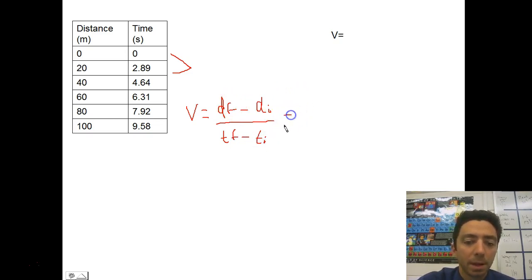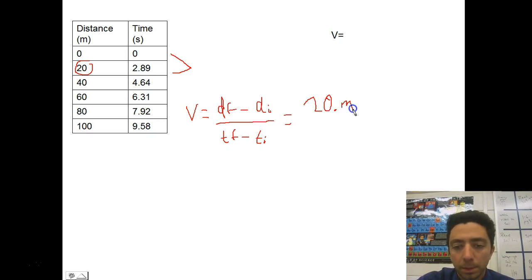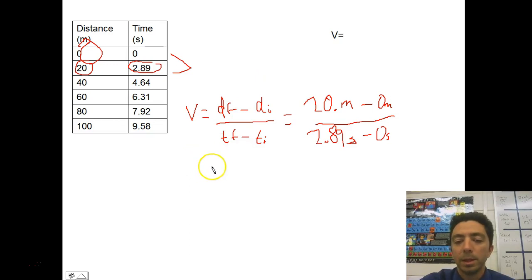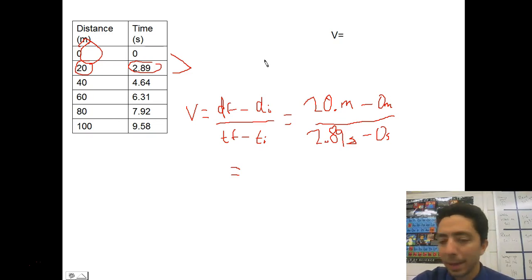If we plug all this stuff in, my final distance here would be the 20 meter mark. We're just looking at this one section of the race. So 20 meters minus 0 meters divided by our times. My final time was 2.89, I missed the decimal place, 2.89 seconds minus 0 seconds. This is going to help us figure out the speed at this point. His instantaneous speed at the beginning of the race is going to be 20 divided by 2.89 seconds, and we get an average speed here of 6.92.